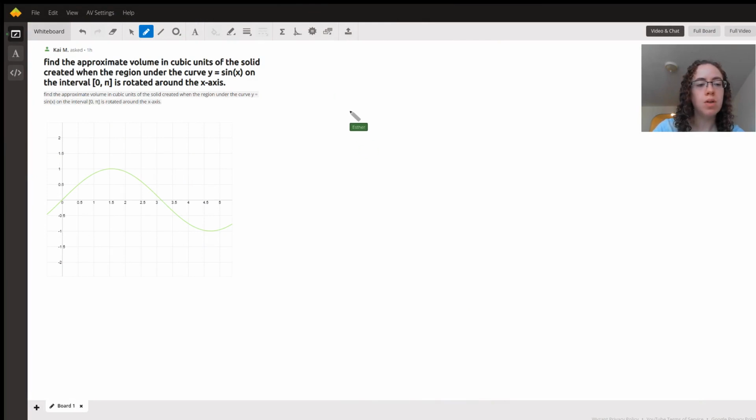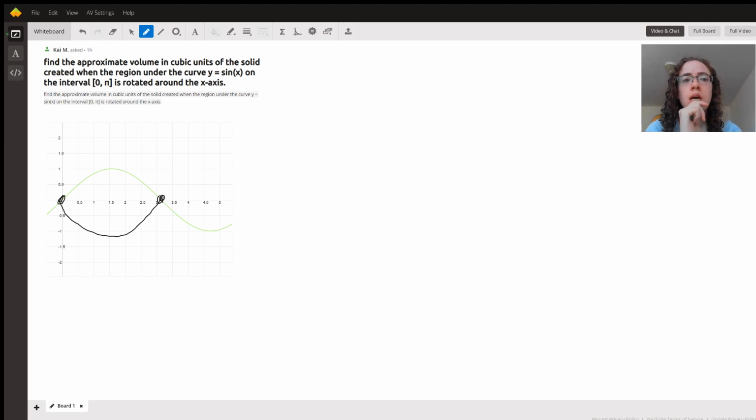Hello, Kai. So it looks like you were being asked to find a volume of rotation of the curve y equals sine x on the interval 0 to pi. So let's actually indicate that interval on our graph, 0 to pi. And we can see that as this is rotated about the x-axis, we'll kind of sweep out a volume that looks approximately like this. Forgive my imperfect drawing skills.